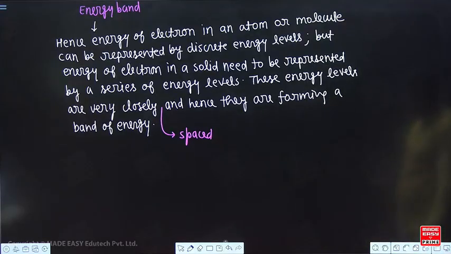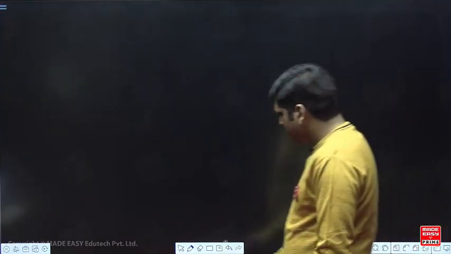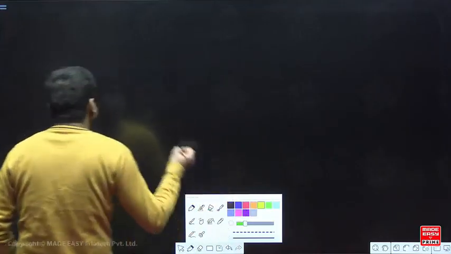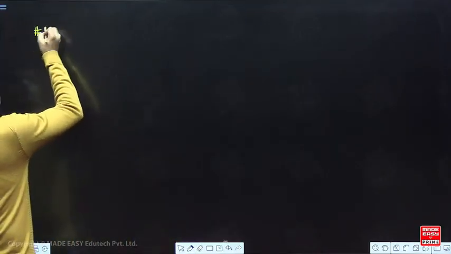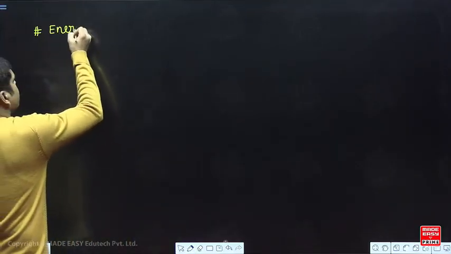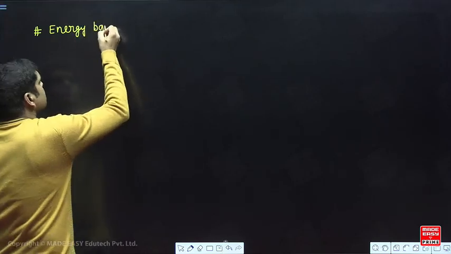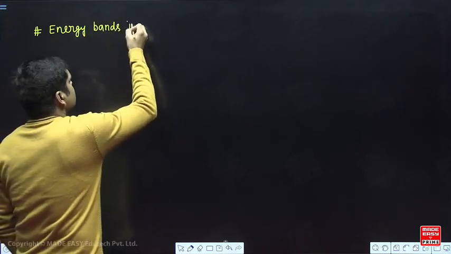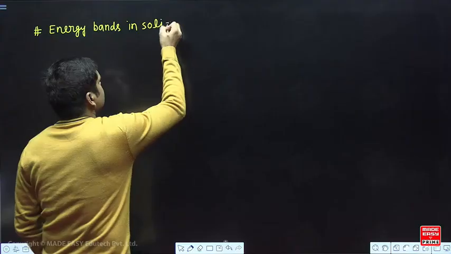आगे चले. Now put heading. Energy bands in solids.